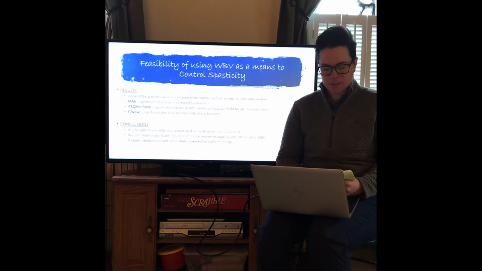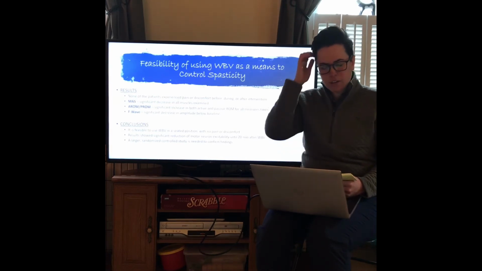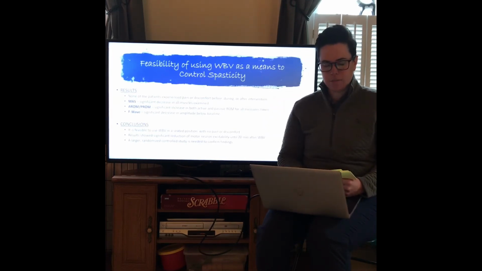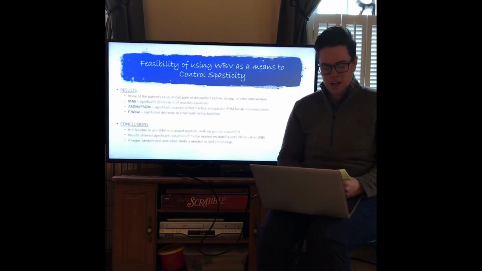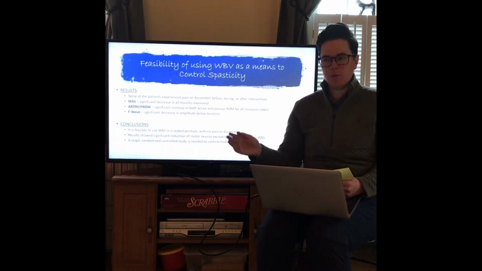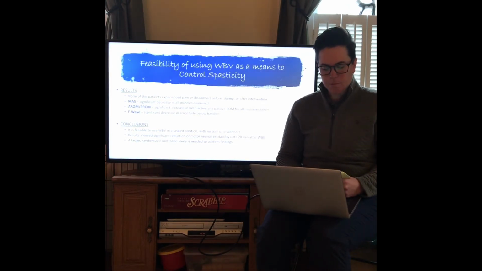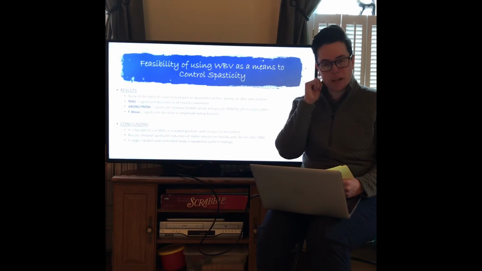So in conclusion for this study, it is shown to be an effective treatment. There was a significant reduction in the motor neuron excitability through the 20 minutes after the treatment that they measured. They did mention in this study, though, that a larger randomized control study should be done to confirm these findings.